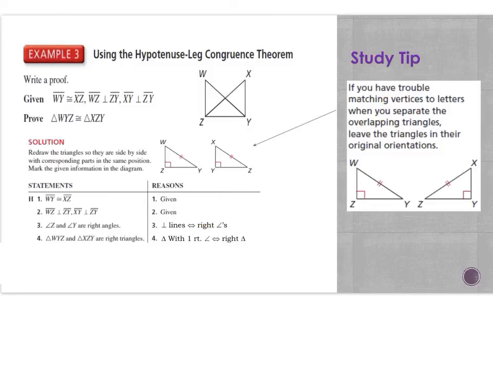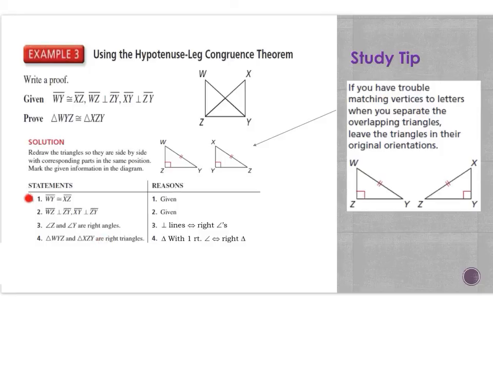And then we can conclude that if we have right angles, then we have right triangles. So we can say that WYZ and XZY are right triangles. Reason? Because triangles with one right angle implies right triangles. So then once we've established that this is a right triangle, which these have to be stated in our proof, we have to state that these are right triangles.